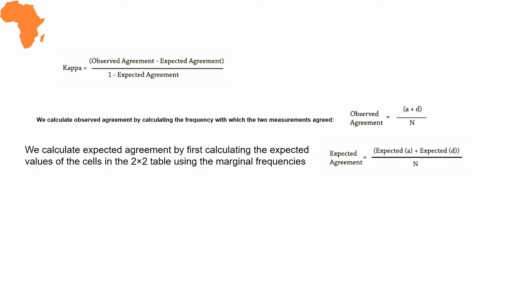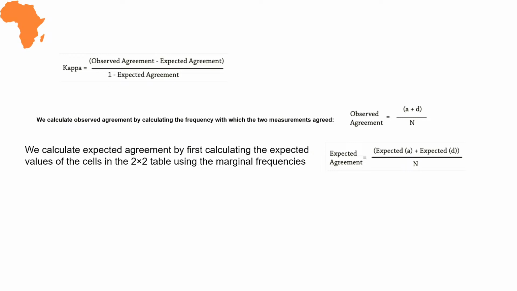Observed agreement minus expected agreement divided by 1 minus expected agreement. How do we calculate the observed agreement? A plus D over N. What is A? True positives. What is D? True negatives, divided by the total.